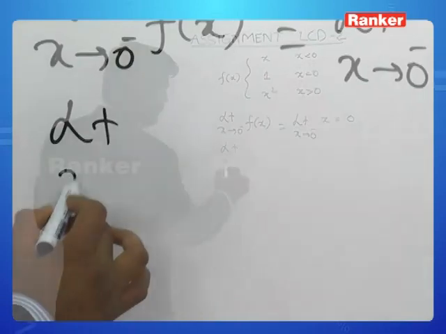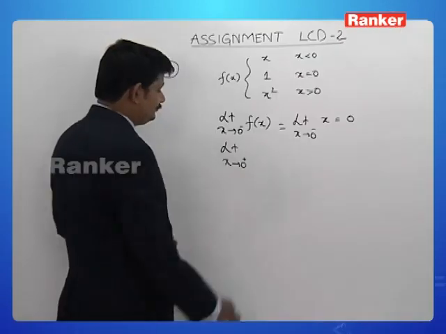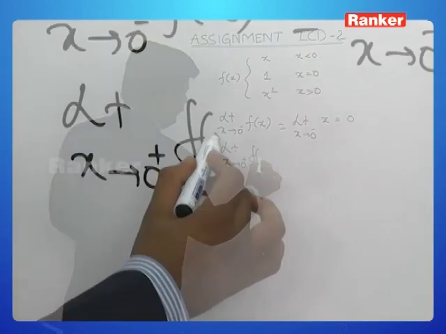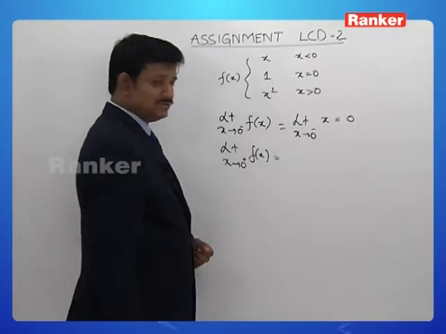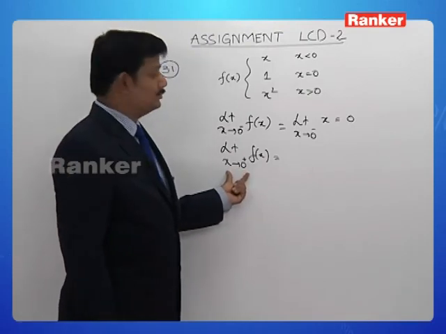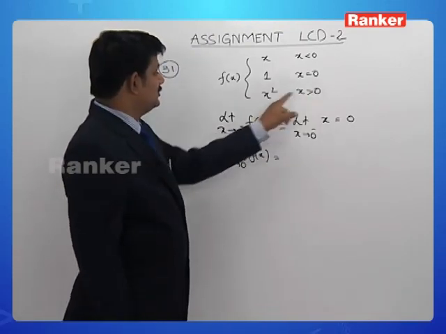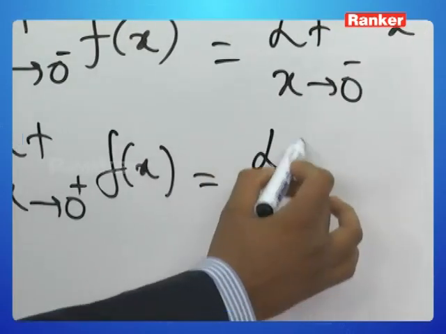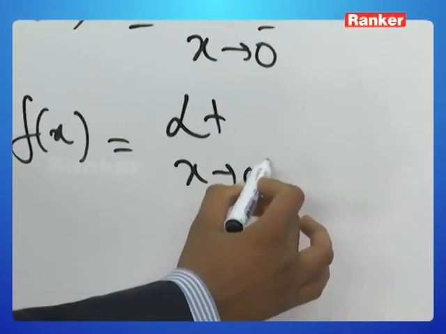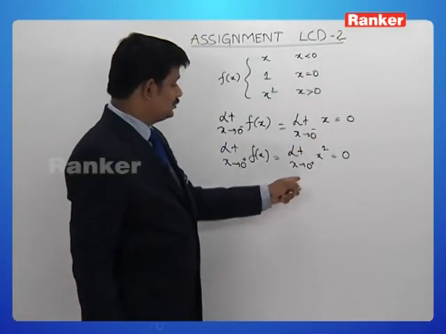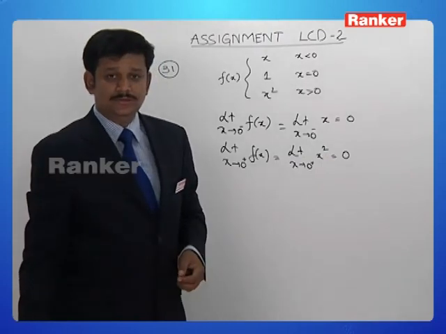Similarly, let us evaluate the right hand limit. The limit as x tends to 0 plus of f of x: as x tends to 0 plus, x is slightly greater than 0, and whenever x is slightly greater than 0, f of x is defined as x square. So, this limit would be the limit as x tends to 0 plus of x square, which is again 0. As x tends to 0 plus, x square also tends to 0.